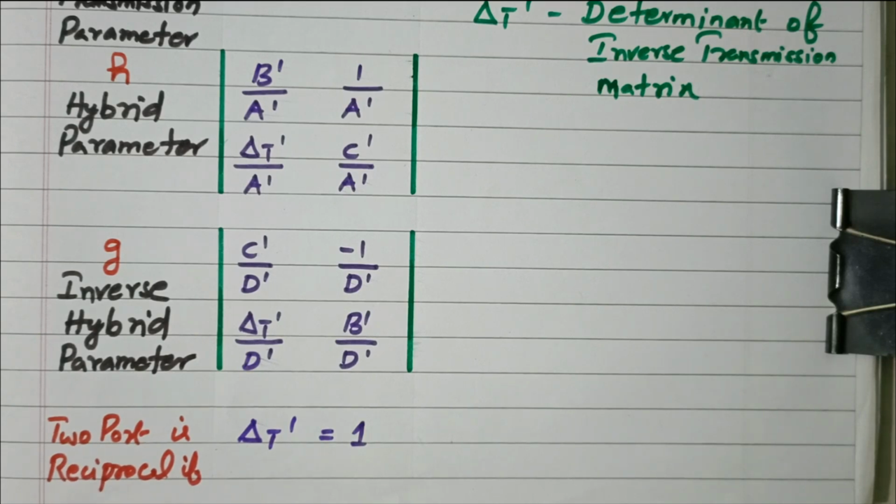So in this video we discussed the transformation and condition for reciprocal of the two-port network parameters in terms of the inverse transmission parameters A dash, B dash, C dash and D dash. We discussed the Z parameter, Y parameter, ABCD parameter, hybrid H parameter, and inverse hybrid G parameter.